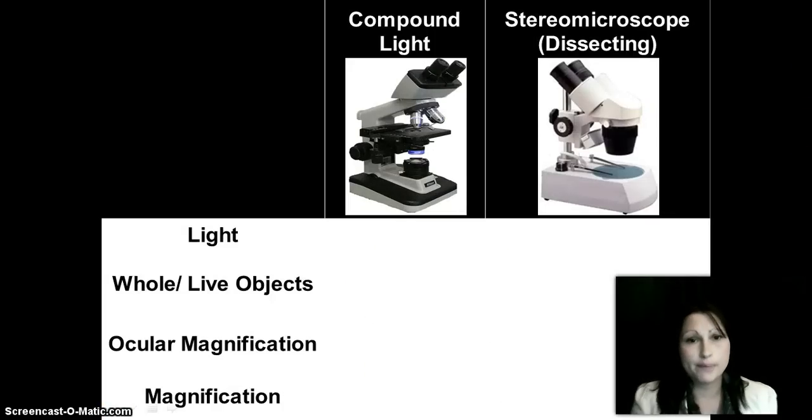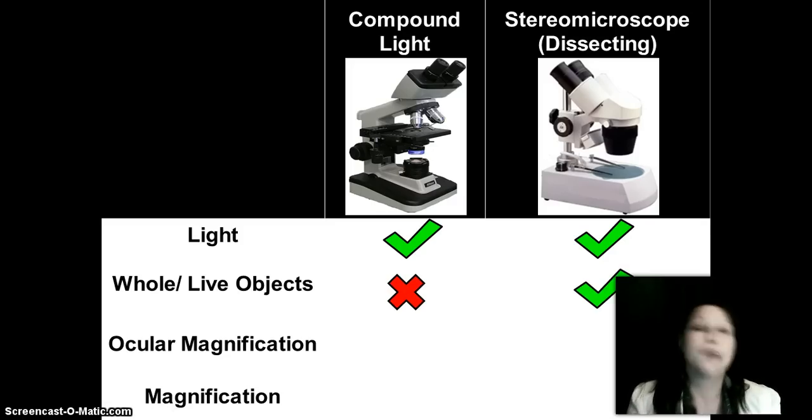I want to do a straight up comparison of two of the microscopes that you're likely to see in lab. For our lab purposes, you're going to see the compound light in 101, and then in 102, you'll be using the stereo microscope or the dissecting microscope pretty heavily. So I want to compare them based on four criteria. First, they both use light. The light will illuminate up into the specimen and make it easier to see.